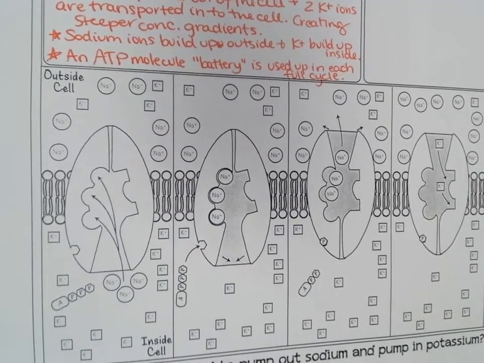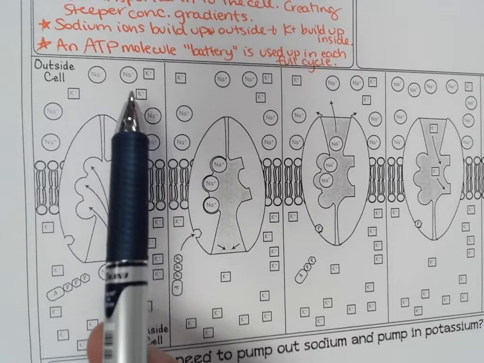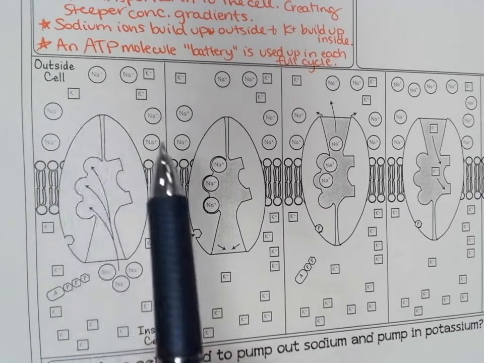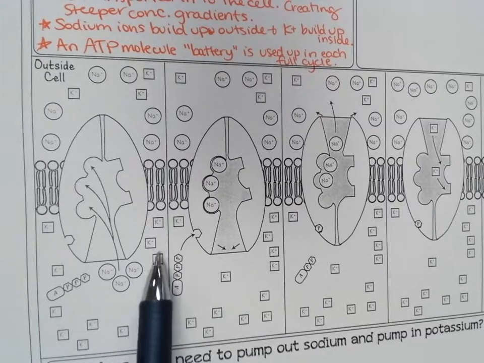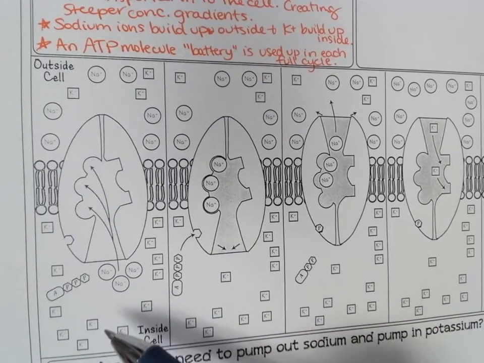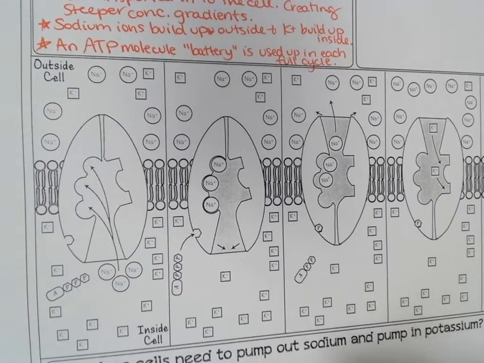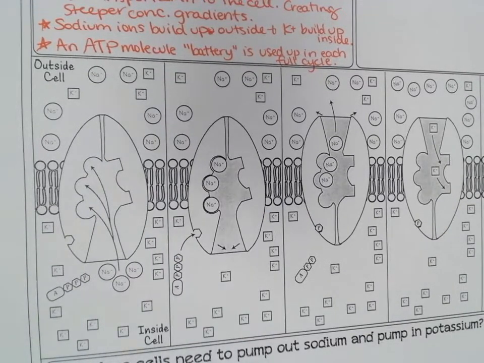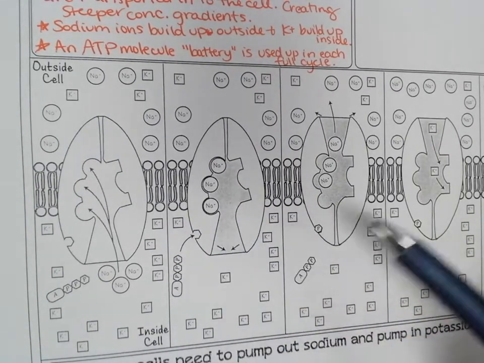Still see what you need? All right, so outside the cell, you have a concentration of sodium and potassium, and inside the cell, you have a concentration of sodium and potassium. Normally, you would think that it would move from high to low. But in this case, both are going against their concentration gradient, making those concentration gradients steeper. So we're going to be pumping sodium out, and we're going to be pumping potassium in.